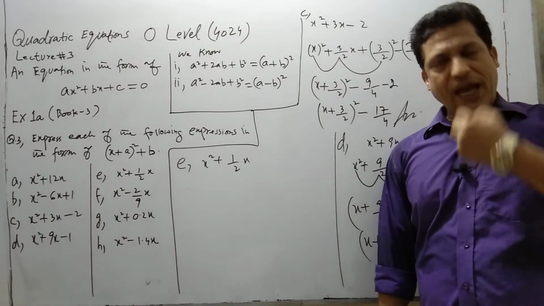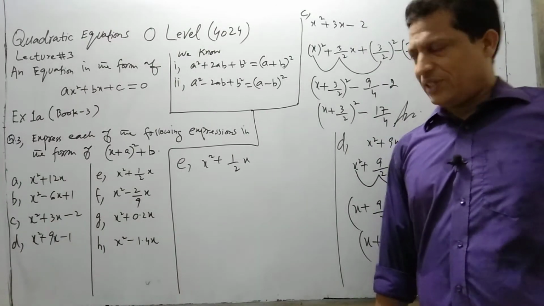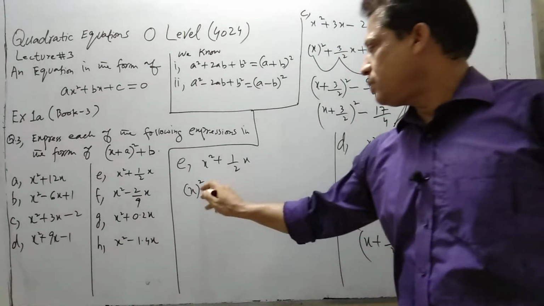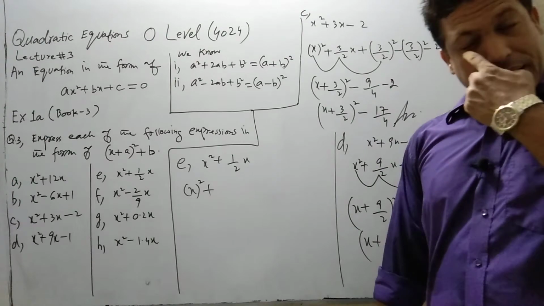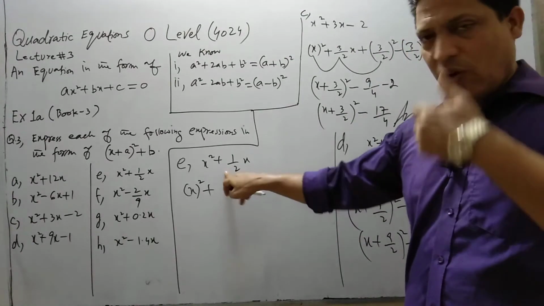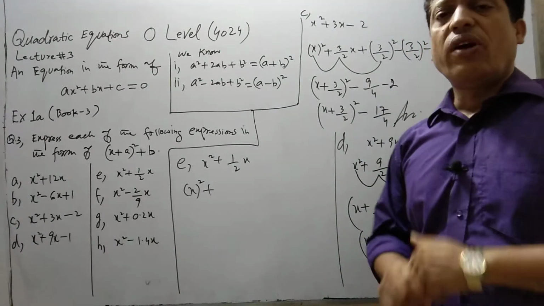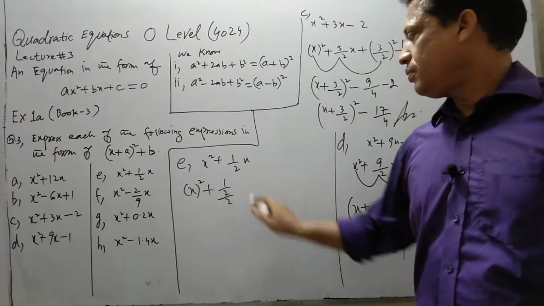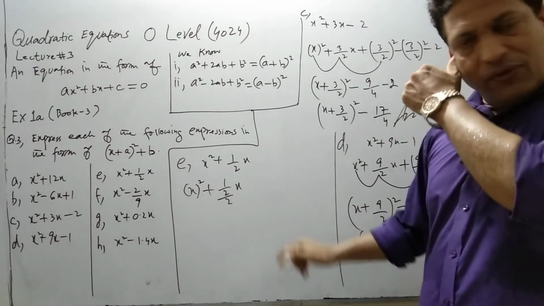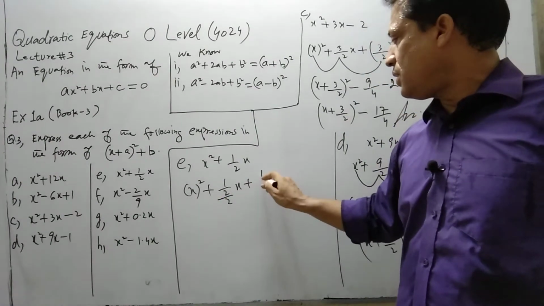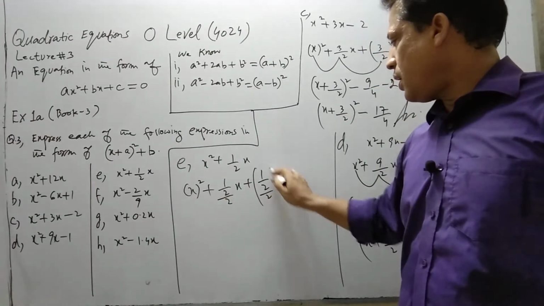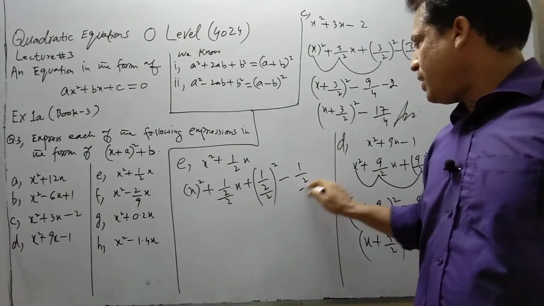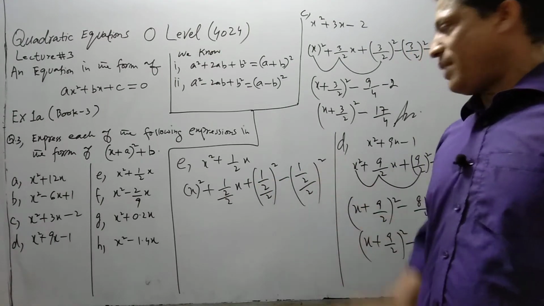Okay, students, I repeat all the steps again. What is the first step? The first step is to write x square in this form. What is the second step? The second step is to see the coefficient of x. Whatever the coefficient of x, you always divide by 2. And whatever answer you get, you just write it, one squared with plus sign and one squared with minus sign.